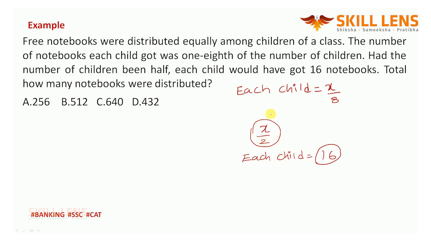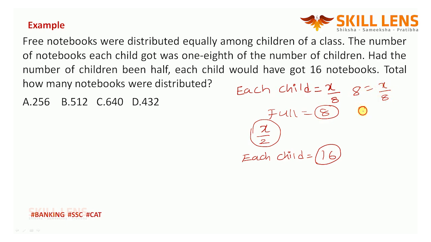If the number of children is full, then each child will get 8 books only, no? Think logically. Because the children got half, each child is getting 16 books. Before, if the full children were there, you will get half of the books, no? So half of the books means 8 only. Yes or no? Now each child is getting how many books? 8. That is equal to what?